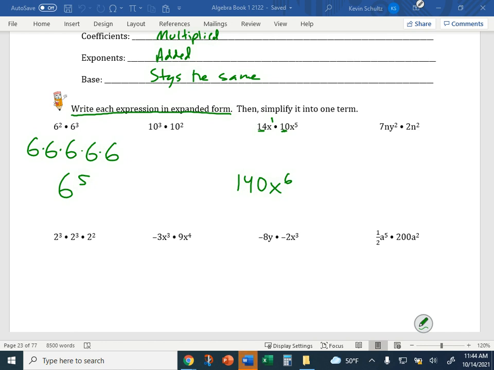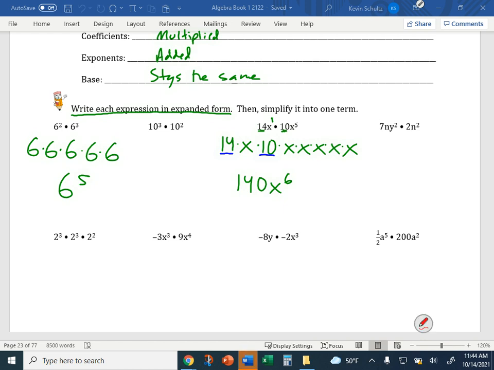Since you do need to write this out in expanded form, you also need this part, 14 times x times 10 times 5x is here. And again, I'm having you do this just to confirm that your answer is what you see. What do you see here when written out in expanded form? A 14 times a 10, 140.